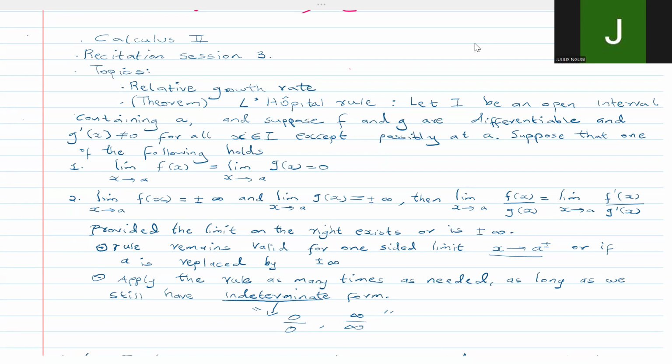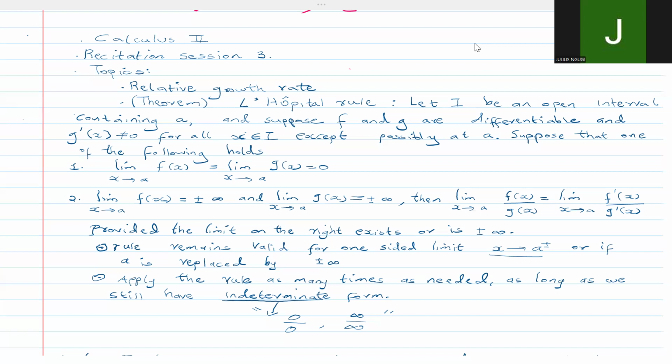The limit of the function f of x as x approaches a is equal to the limit of the function g of x as x approaches a, which equals 0, or the limit of f of x as x approaches a is equal to the limit of g of x as x approaches a, which equals plus or minus infinity. Then the limit of the quotient f of x over g of x as x approaches a is equal to the limit of the derivative of f over the derivative of g, as x approaches a, provided the limit on the right-hand side exists or is equal to plus or minus infinity.